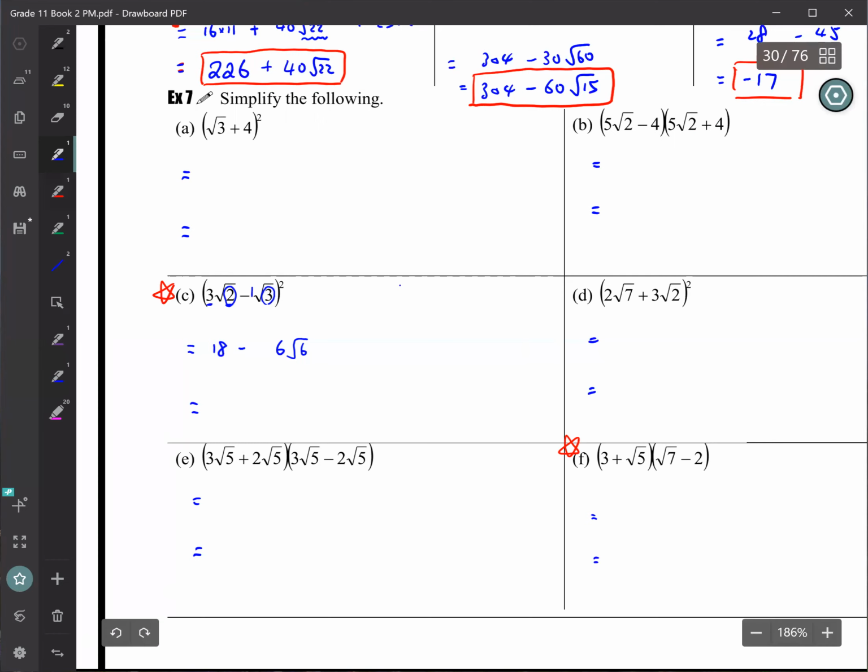And then, let me erase that first. Finally, you want to square the last. So 3, the square will cancel out the radical, will just be 3. And then finally, you add them up, 21 minus 6 root 6. And inside you have a 6, which cannot be simplified anymore. And that's it. So each one should be done in less than a minute. Please raise your hand if you finished.